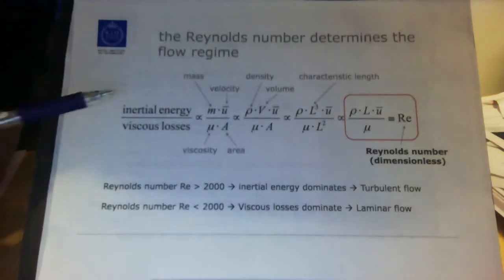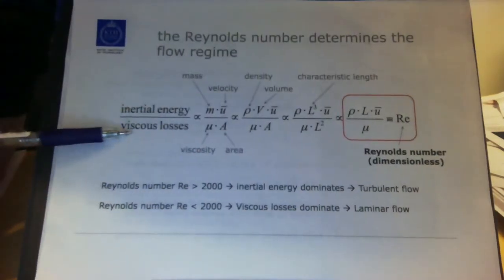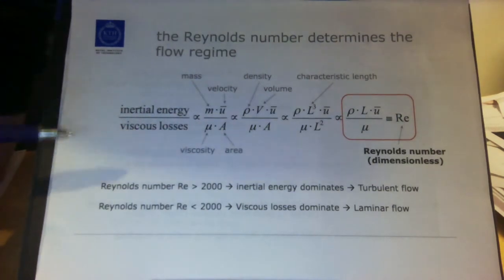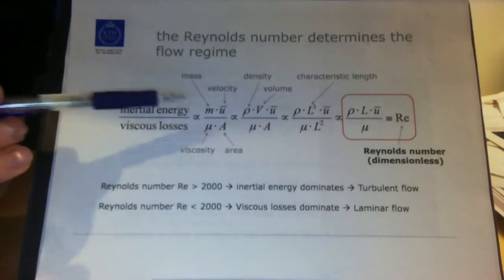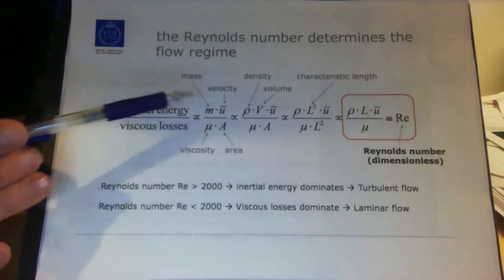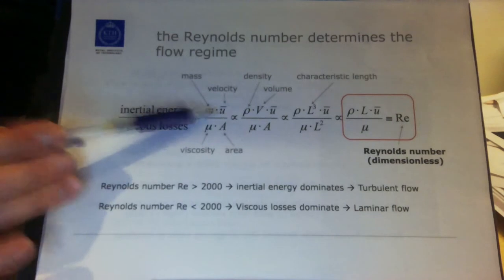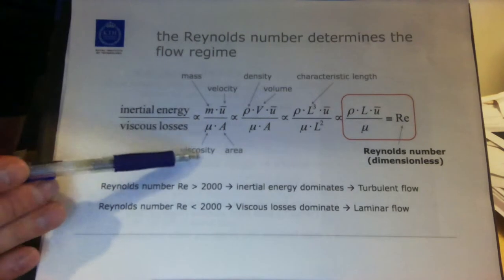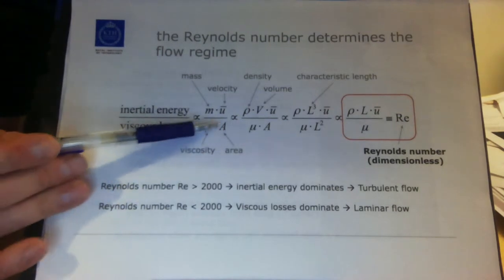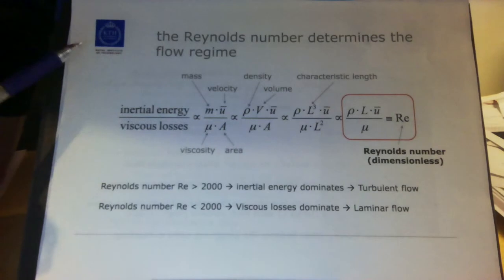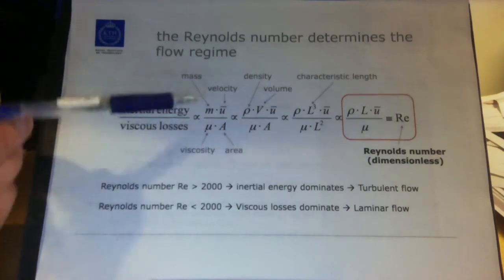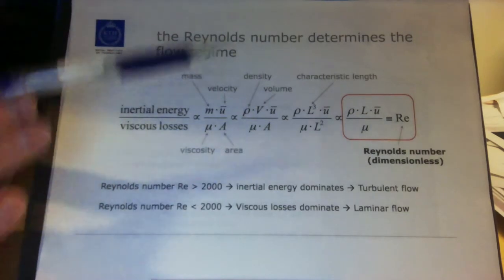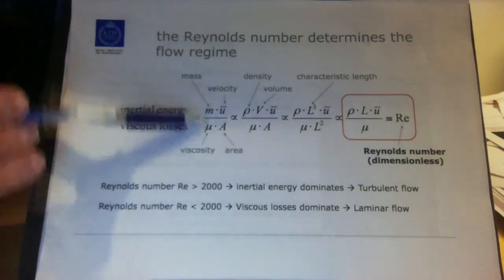So we have kinetic or inertial energy losses, and we have viscous losses in the flow. What are inertial energy losses? I can say that this inertial energy is related to a mass times a velocity. And viscous losses are related to the viscosity of the fluid times the area between the fluid layers. Now I can work out that for a fluid element, its mass will be the density times its volume. And so I see that this is equivalent to this.